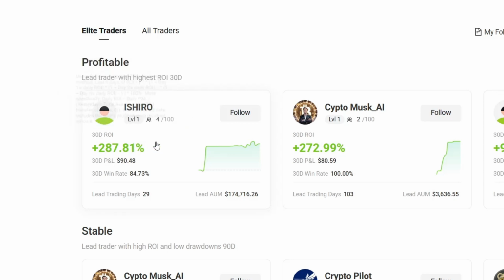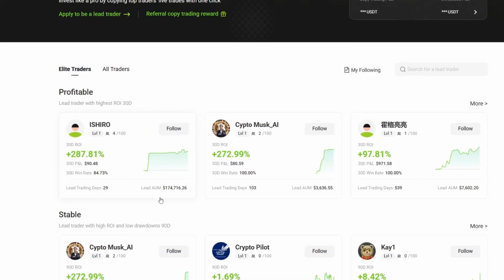The large percentage in the middle shows the trader's recent 30-day ROI, while the 30-day P&L shows the actual dollar amount they made. Looking at both gives us better context than judging the percentage return alone. The performance curve shows how those returns develop over time. Right under P&L, we have the 30-day win rate percentage. This shows the percentage of profitable trades within those 30 days. Under that, we have lead trading days. This shows how long they've been a lead trader. And lead AUM shows how much follower capital is currently assigned to them.